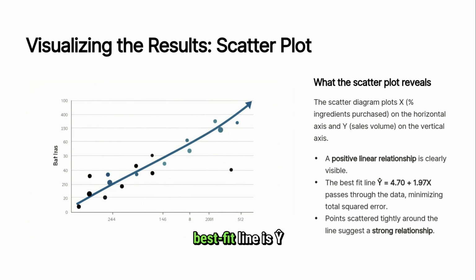The equation of the best fit line is y hat equals 4.70 plus 1.97x. This means that for every 1 unit increase in x, the predicted value of y increases by approximately 1.97 units. The intercept value of 4.70 represents the predicted value of y when x equals 0. The data points are relatively close to the regression line, suggesting a strong relationship between the variables. Because the points do not deviate significantly from the line, the regression model appears to provide a good fit to the data and can be used to describe and predict the relationship between x and y with reasonable confidence.